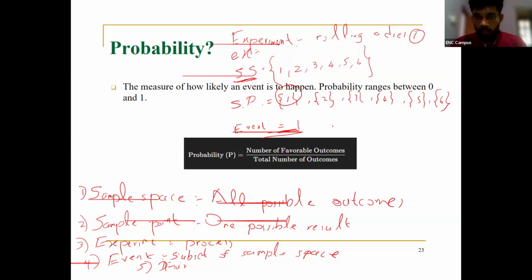Then we have the favorable outcome. Let's say our favorable outcome was 2, but I got 1. So what is the probability of this favorable outcome? It's 1 divided by 6.